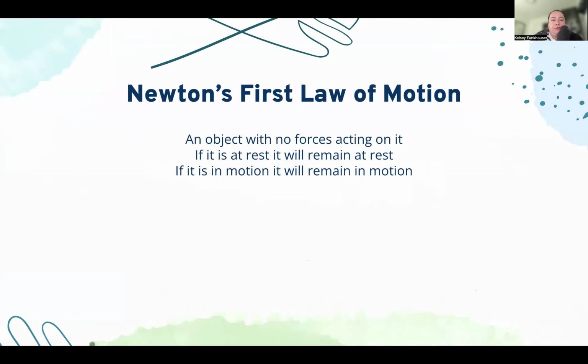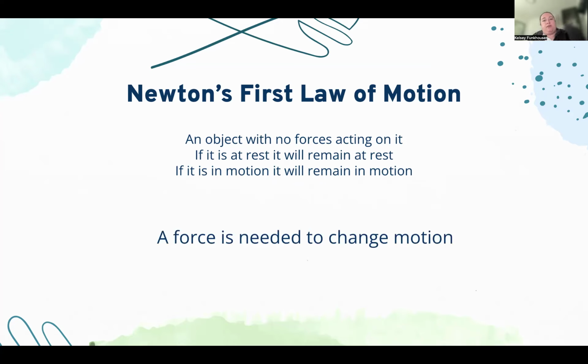On Tuesday, we talked about Newton's first law, and that says an object with no forces acting on it, if it is at rest, it will remain at rest, and if it is in motion, it will remain in motion. What this is saying is that forces are necessary to change motion. That does not mean that an object can only move when a force acts on it. Instead, it means that a force is needed to get an object to start moving, but it will keep moving until another force acts on it. A force is needed to start and stop motion or to change motion. So that's Newton's first law.